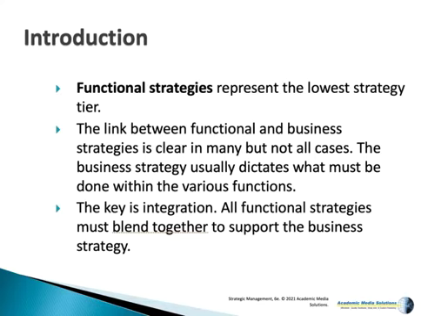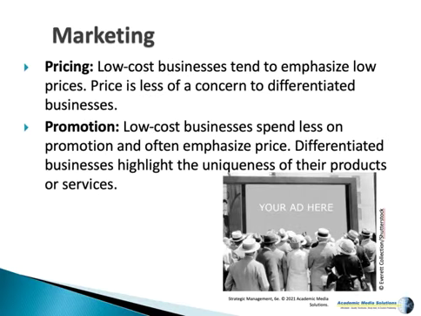The business strategy usually dictates what must be done with the various functions. The key here is integration. All functional strategies must blend together to support the business strategy. So let's start with marketing. We usually think about marketing in terms of the 4 P's: price, promotion, product, and place, place being distribution. Let's walk through those 4 areas and think in terms of how the functional strategies in each area might be different between low-cost businesses and differentiated businesses.